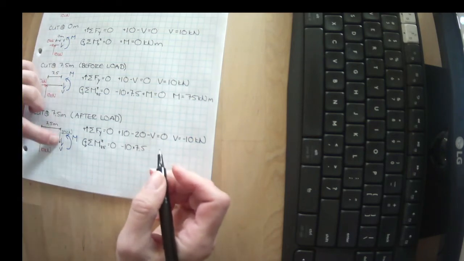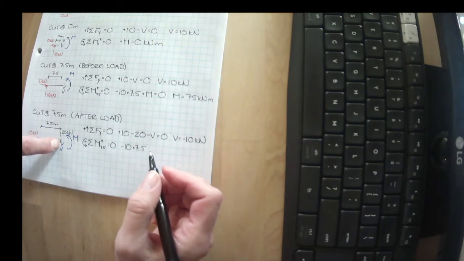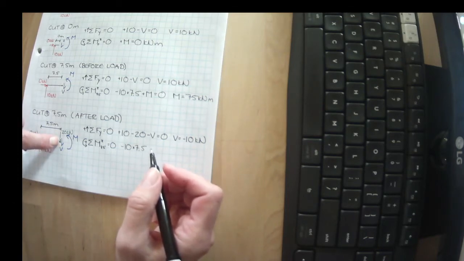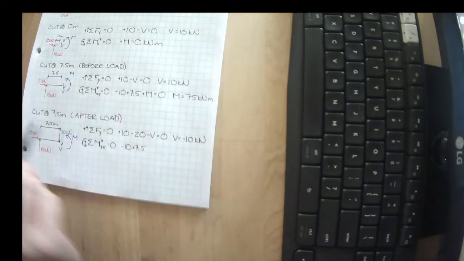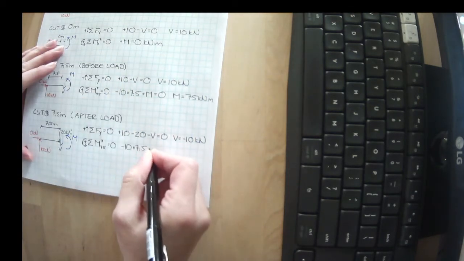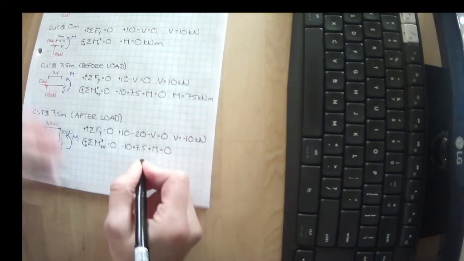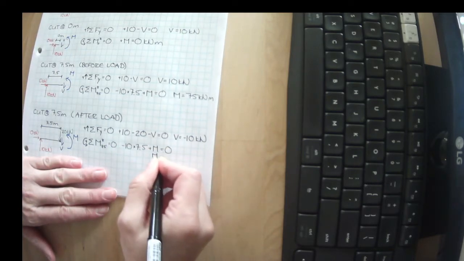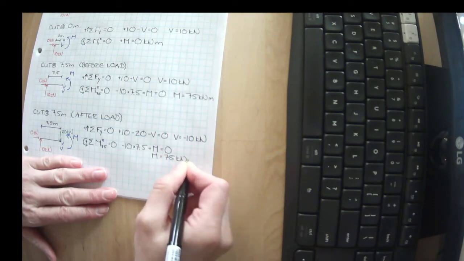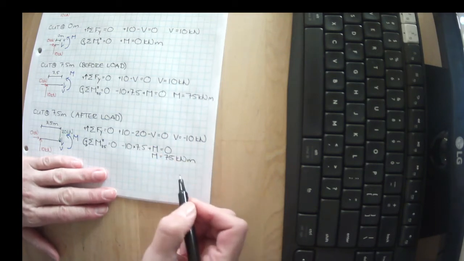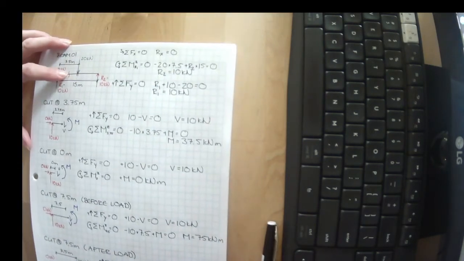The 20 kilonewtons, well, we could say it's spinning it, but it has zero eccentricity. Our V has zero eccentricity, and our unknown moment is spinning it in that direction, or plus M equals zero. We rearrange this, and M equals 75 kilonewton meters. Okay, so now we've made the cut right there.